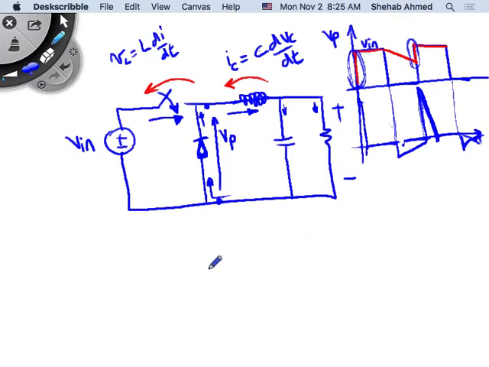So now with all of this on hand, let's look at the waveforms. Let me redraw this.